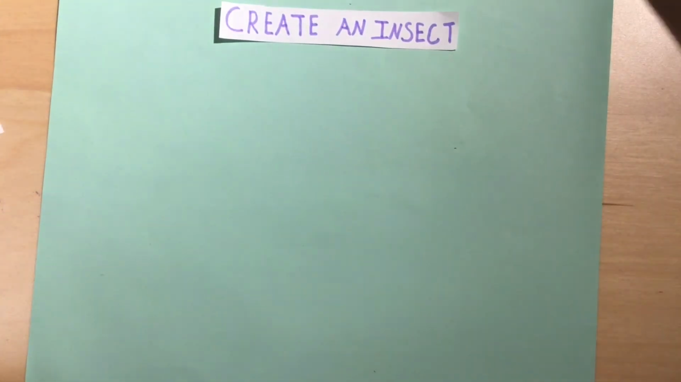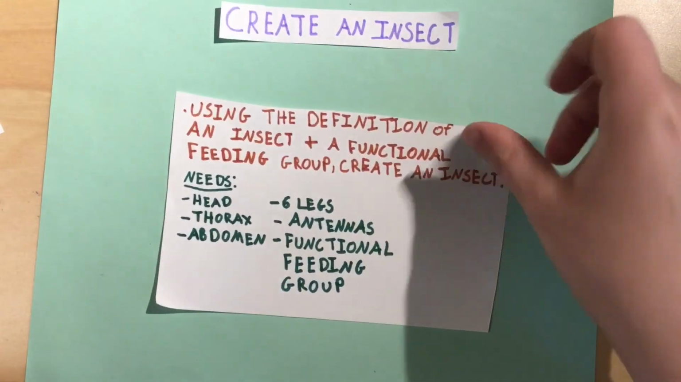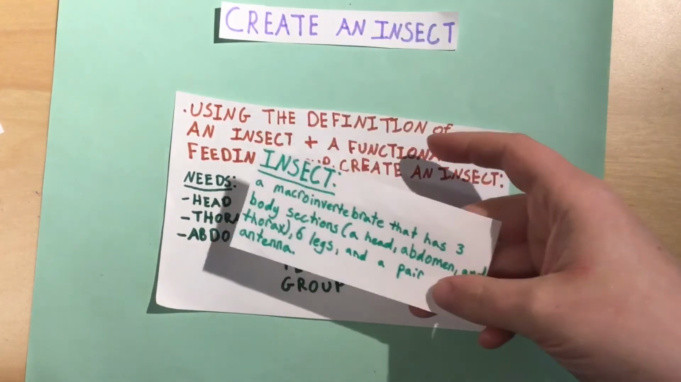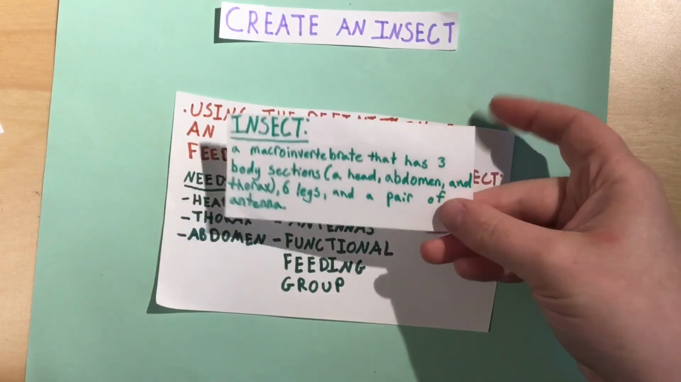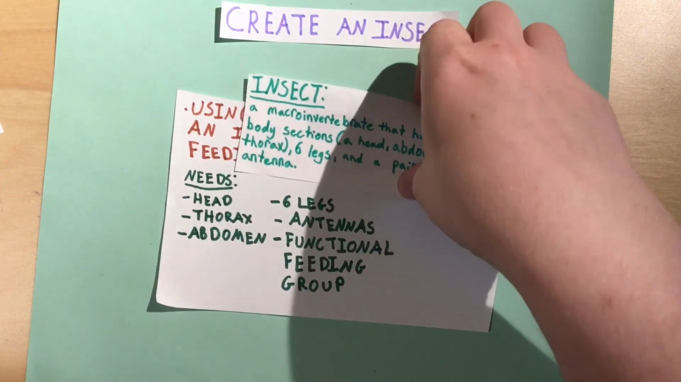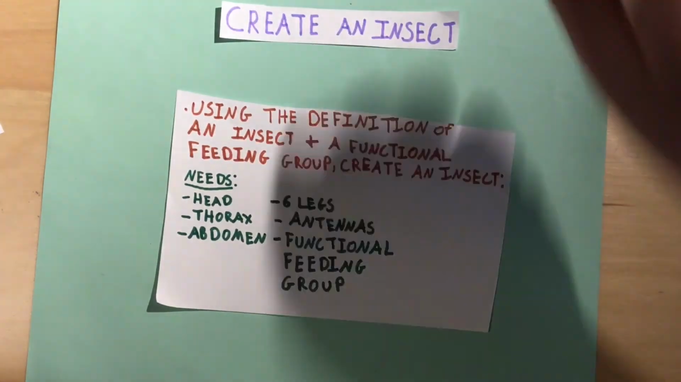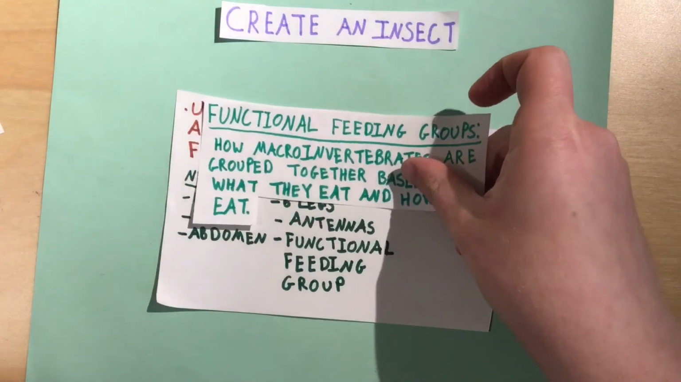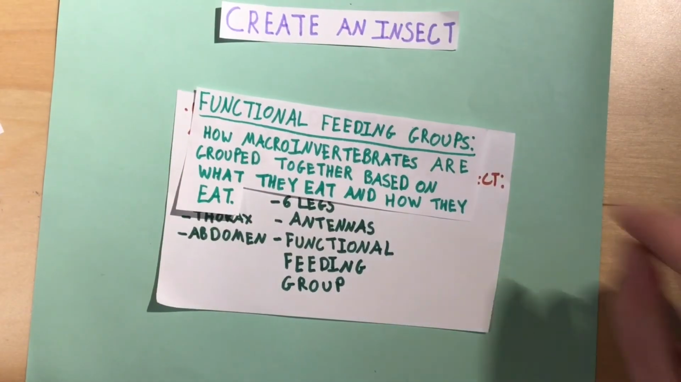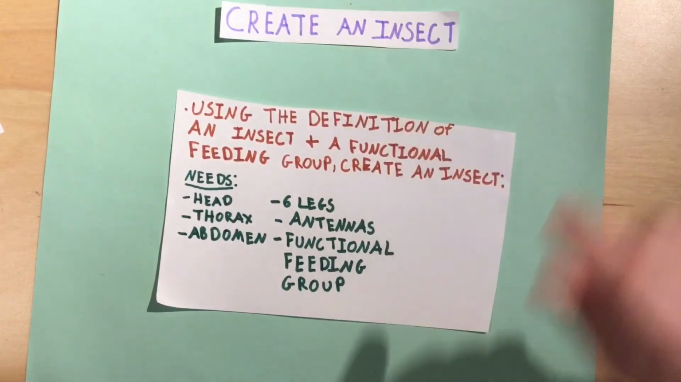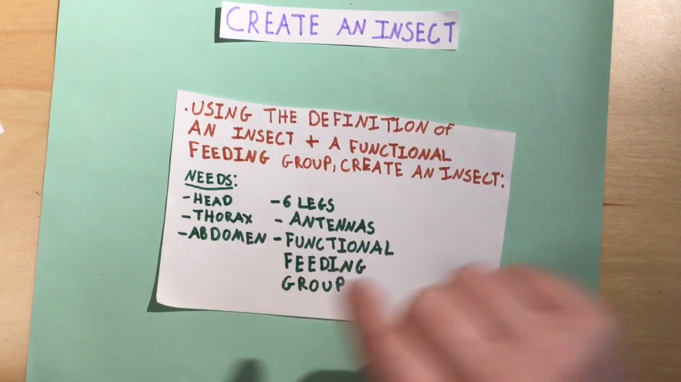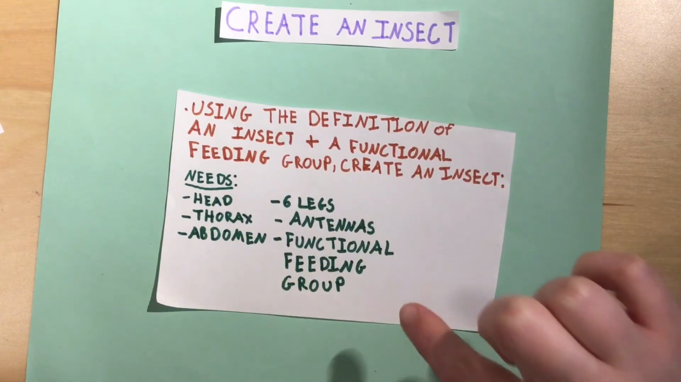So with this, today we'll be creating an insect. So the instructions for this is using the definition of an insect, a macroinvertebrate that has 3 body sections, a head, abdomen, and thorax, 6 legs, and a pair of antennae, as well as the functional feeding group. Our functional feeding group definition is how macroinvertebrates are grouped together based on what they eat and how they eat it. We will create an insect with those 2 things. So basically, we'll need a head, thorax, abdomen, 6 legs, antenna, and a functional feeding group.